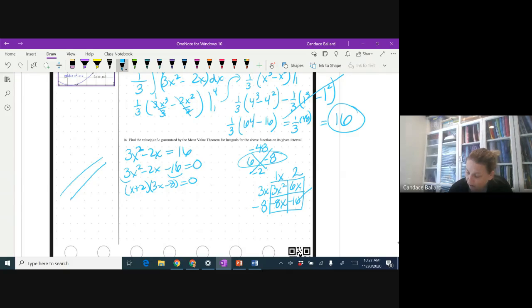So we're going to set both of those equal to 0. Why am I setting them both equal to 0? Impress me. What property are we using right there? I know you all learned it because I taught it to you.